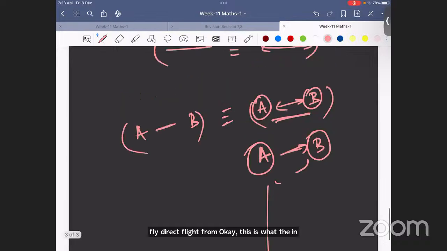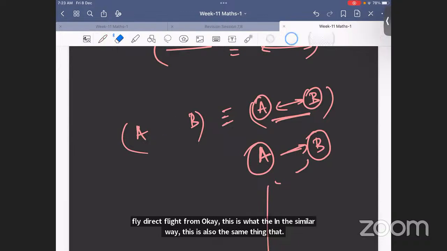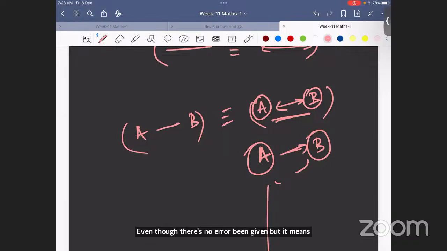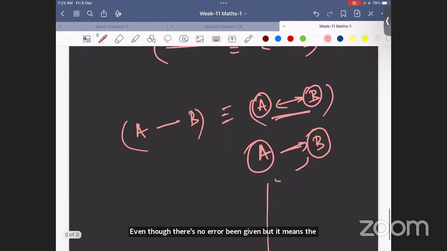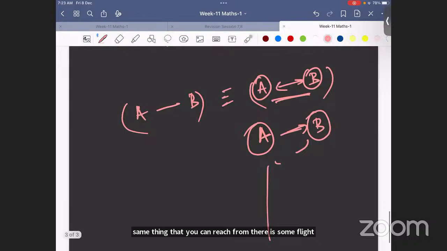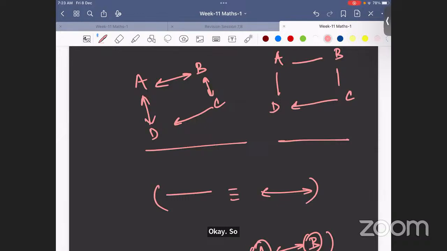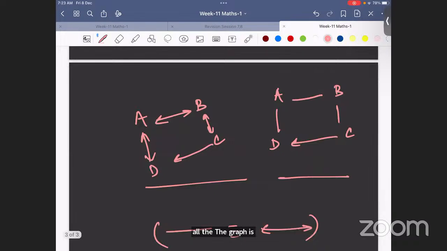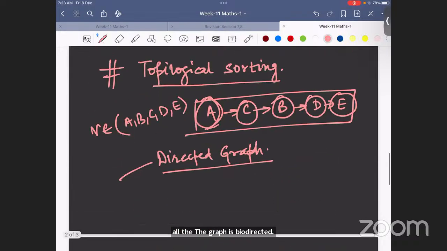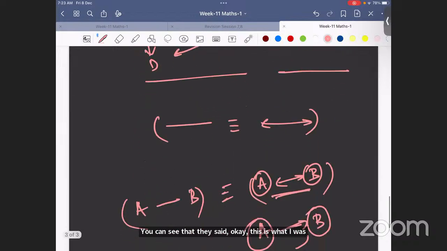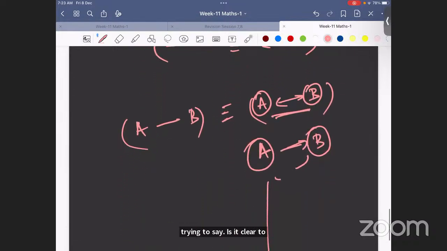In a similar way, this also represents the same thing: even though no arrow is given, it means there is a flight from A to B and from B to A also. So if you have a directed graph with all edges bidirected, you can still say this is a directed graph. This is what I was trying to say. Is it clear to you, everyone? Is it clear?